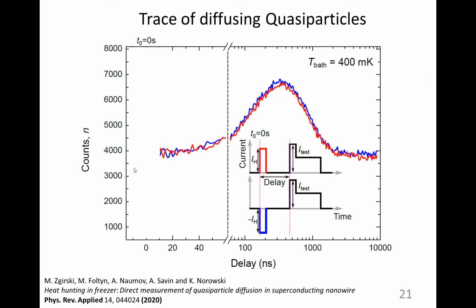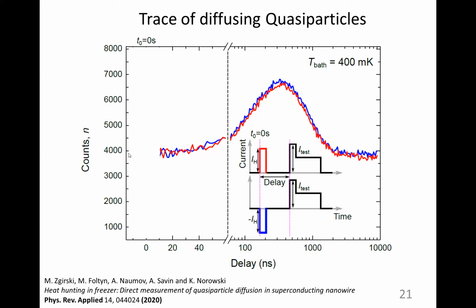Now, the trace of diffusing quasi-particles. On the y-axis, we have the counting of the switchings, or probability. And on the x-axis, we have the delay between heating and testing. The baseline is chosen to be that way: in equilibrium, without the presence of additional quasi-particles, we tune the current so the switching probability is somewhere in the middle of the possible values.